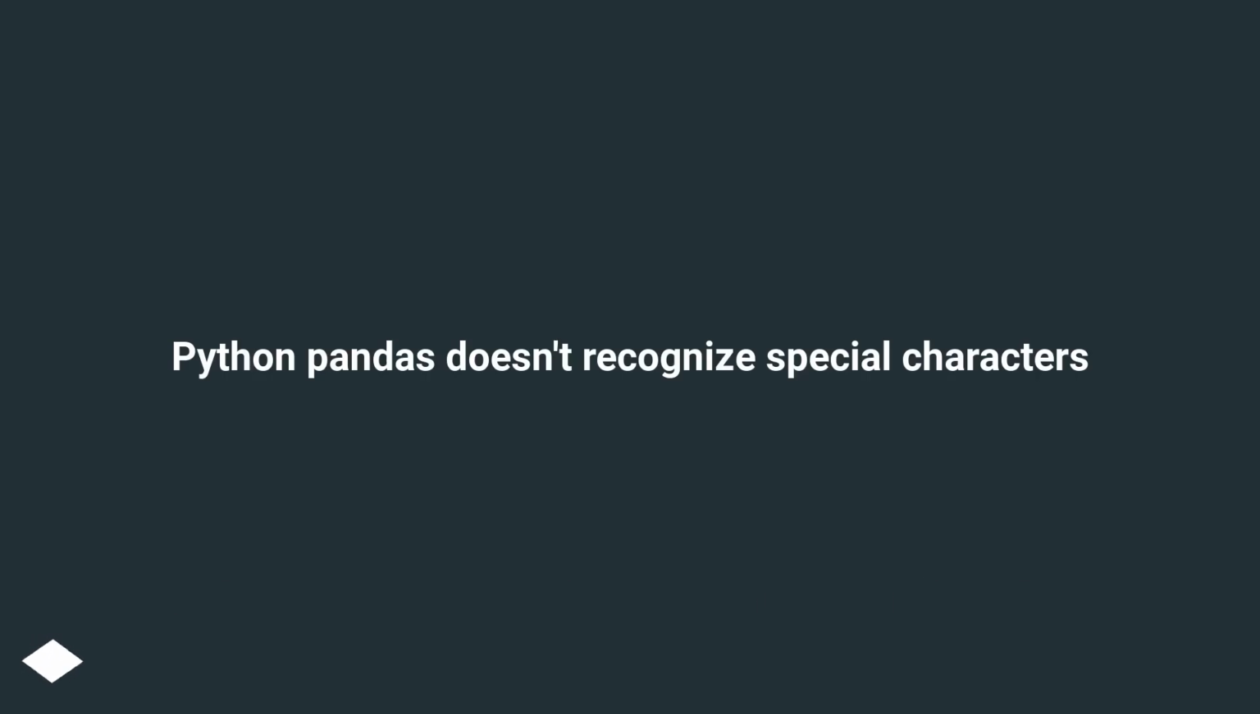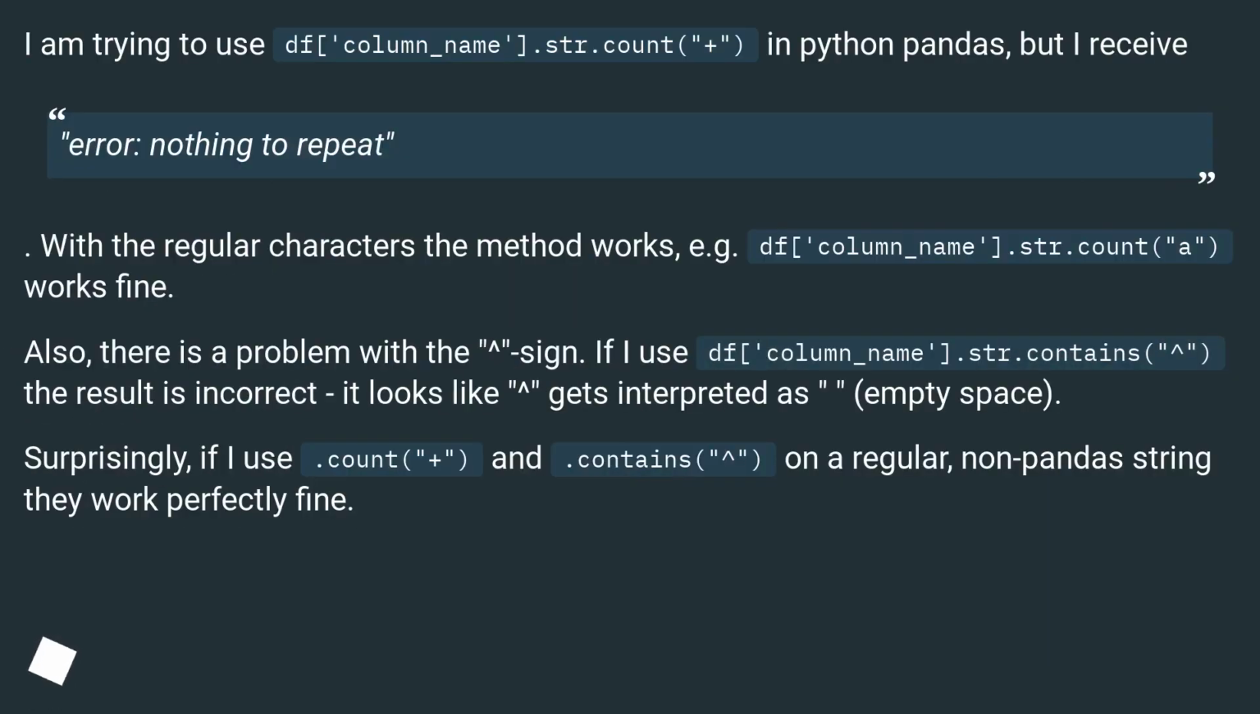Python pandas doesn't recognize special characters. I am trying to use df_name.str.count('+') in Python pandas, but I receive the error "nothing to repeat". With regular characters the method works, for example df_name.str.count('a') works fine. Also, there is a problem with the '+' sign.